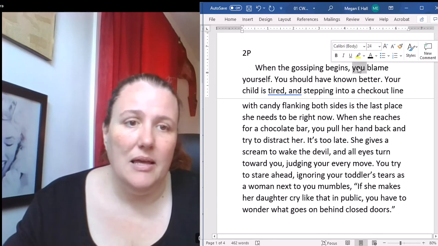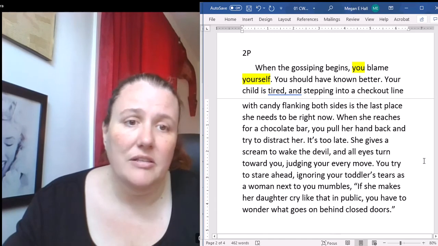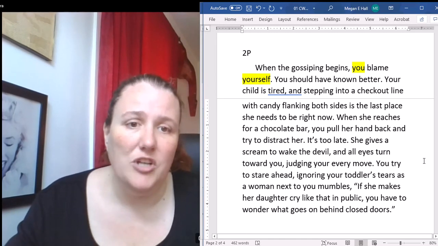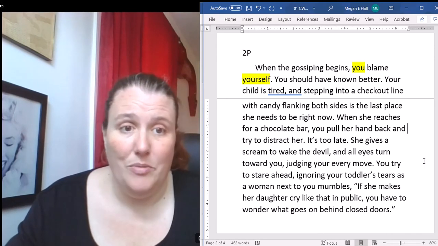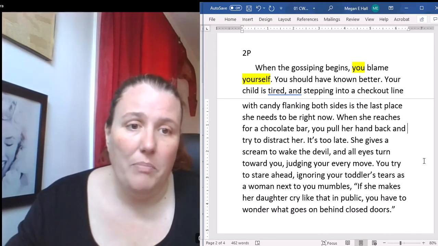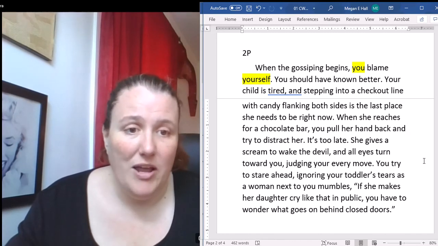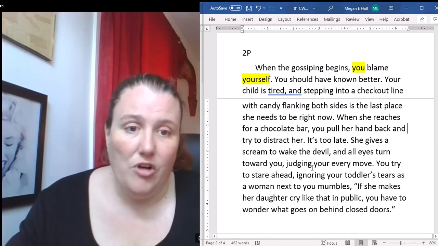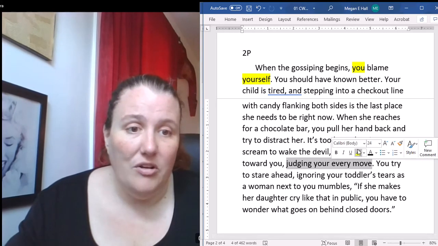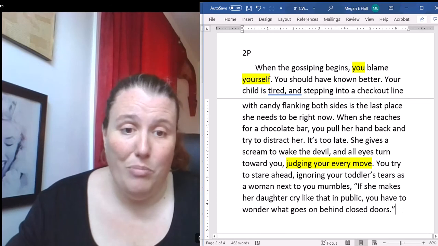When the gossiping begins, you blame yourself. You should have known better. Your child is tired, and stepping into a checkout line with candy flanking both sides is the last place she needs to be right now. When she reaches for a chocolate bar, you pull her hand back and try to distract her. It's too late. She gives a scream to wake the devil, and all eyes turn toward you, judging your every move. You try to stare ahead, ignoring your toddler's tears as a woman next to you mumbles, "If she makes her daughter cry like that in public, you have to wonder what goes on behind closed doors."